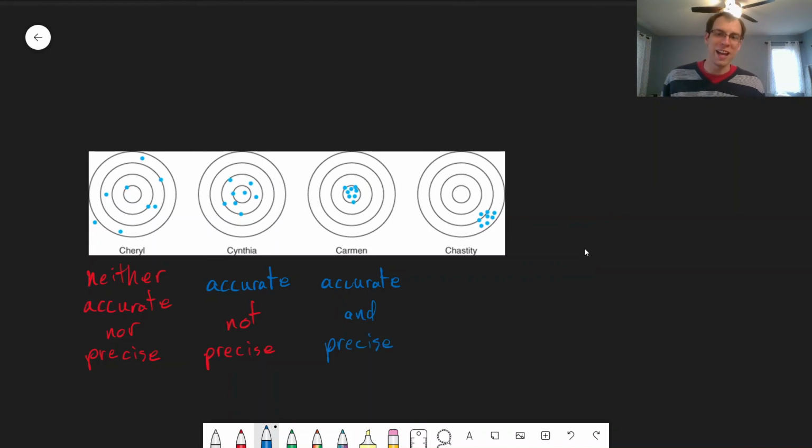And this is our ideal in any measurement, is that we get something that gives us the same thing over and over and is as close as possible to the true value. So, Carmen's throwing bullseyes every single time. That's what we want. And Chastity is not accurate. Her darts are not making it to the middle of the board, but she is very precise. So all of her darts end up in the same spot. It's just not the spot that we want it to be.